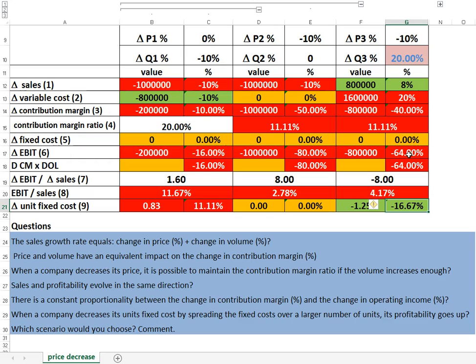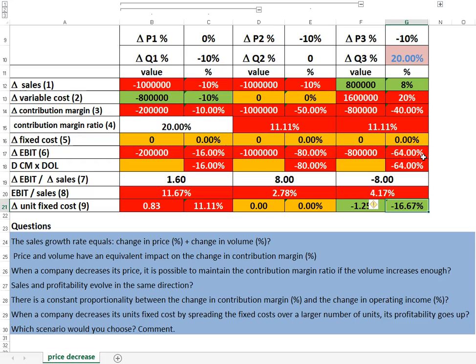Then you were asked which scenario you would choose. Many among you chose scenario 1, which is the least damaging in terms of profitability, because the decrease in profitability is only -16% as opposed to -80% or -64%. Whatever the scenario, the profitability would remain positive because it decreases by less than 100% and it is positive in the beginning. Nevertheless, I agree that scenario 1, which consists in refusing the price war and accepting a decrease in volume, is the least damaging.